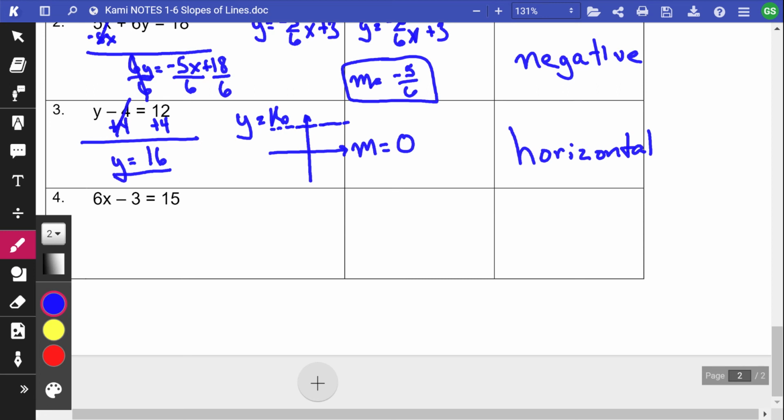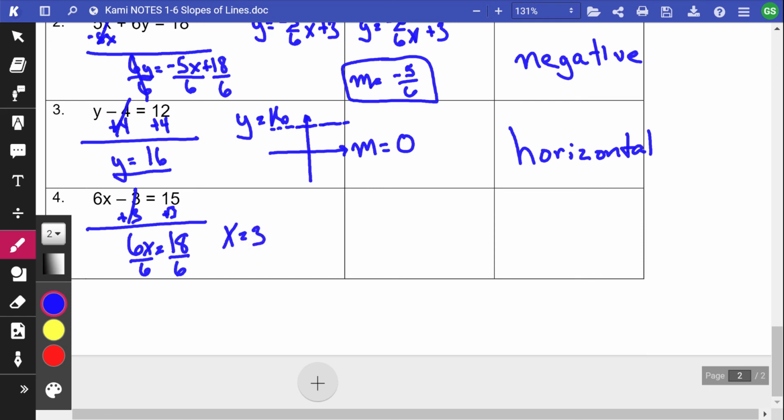So let's see. We need to isolate this variable x. We always want to do that regardless if we have an x, y, or whatever. We always want to isolate it. But what do we notice that's missing? Just like in number 3, we were missing a y. Or I'm sorry, missing an x. Well, here in number 4, we're missing the y. But we still want to isolate our variable, though. So if we add 3 there, we add 3 here. Okay, so that goes away. So we've got 6x equals 18, divide by 6, divide by 6, and we have x equals 3.